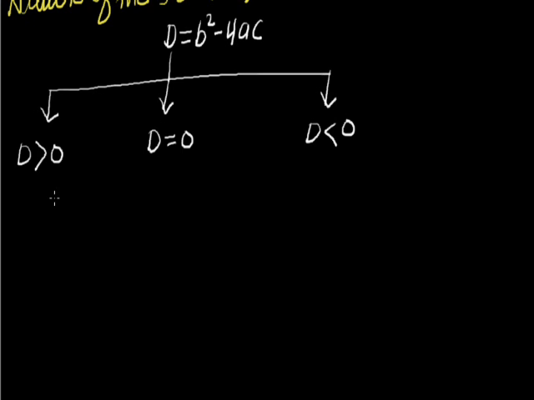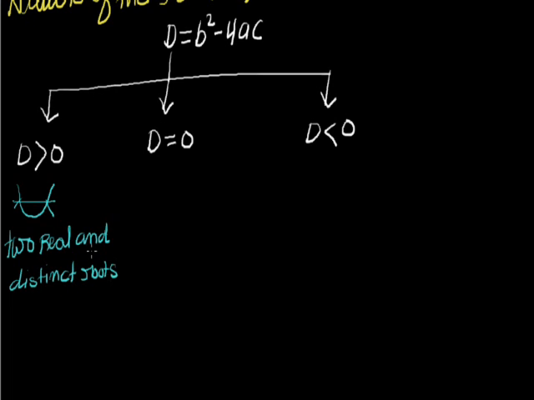When D is greater than 0, the graph of the quadratic polynomial will be like this. It will cut the x-axis at 2 points, meaning this equation will have two distinct roots. So here we can write it has two real and distinct roots. If D is greater than 0, then the quadratic polynomial will have two real and distinct roots. Both the values are different.